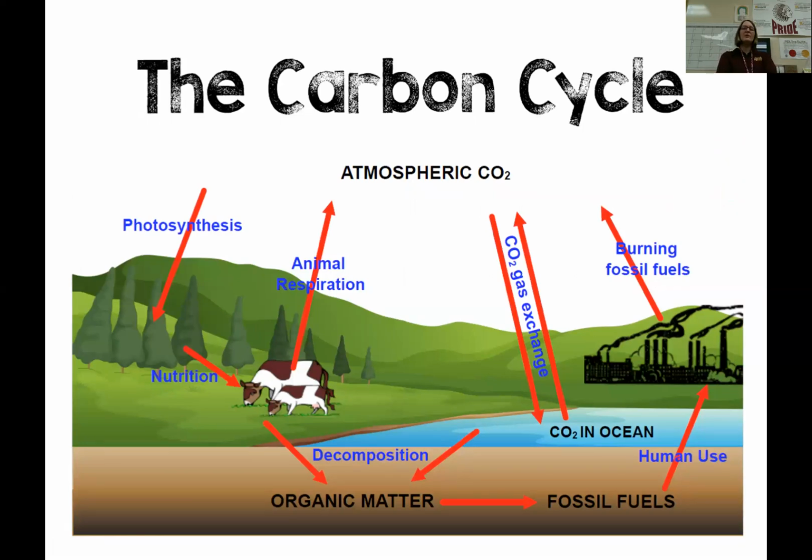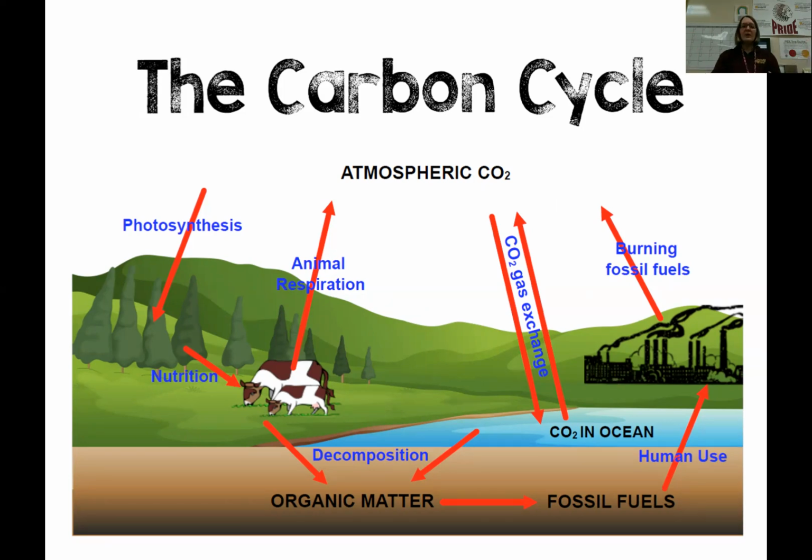We have focused on atmospheric CO2 because that's the greenhouse gas. It's the gas that helps trap heat next to our planet. It's very important to have it, but having too much of it can affect our climate. So let's talk about ways it gets into the atmosphere. You're going to notice all these red arrows, guys. All these red arrows are ways that we are putting CO2 into our atmosphere.